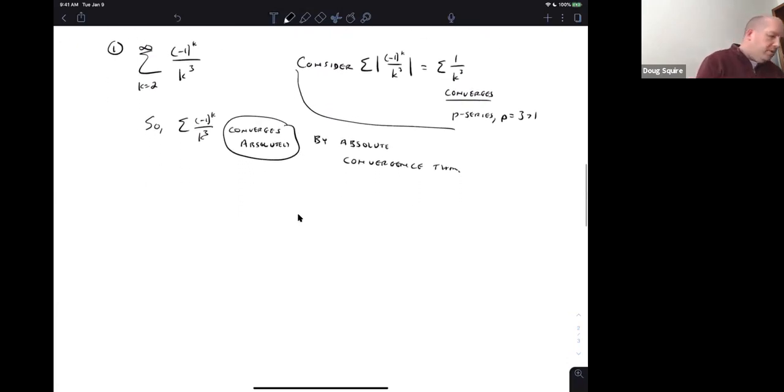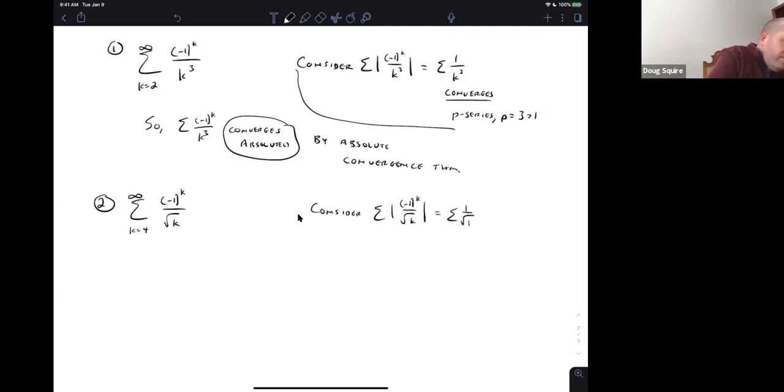Okay. So then the second question I want to look at is the sum k equals 4 to infinity of -1 to the k over the square root of k. Okay, so in that series, again, it's alternating. So we start by looking at the absolute value. So we say, okay, consider the sum of the absolute value of -1 to the k over the square root of k. That's the sum of 1 over the square root of k, which is the sum of 1 over k to the 1/2. Does that make sense?